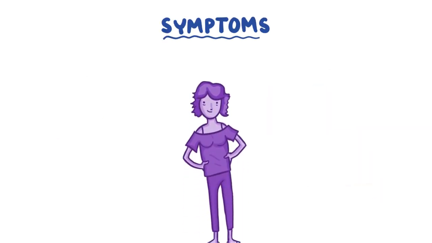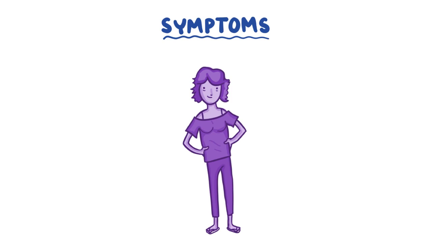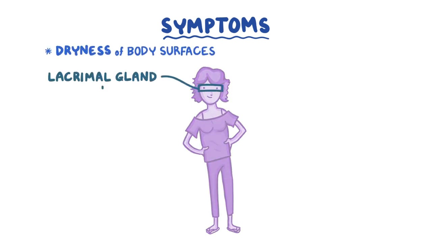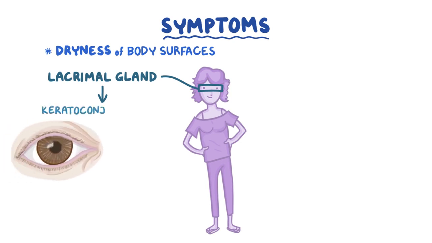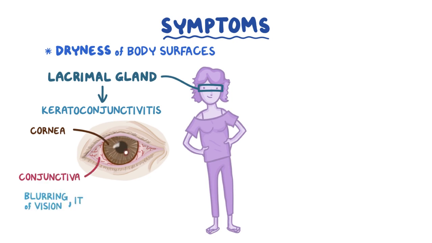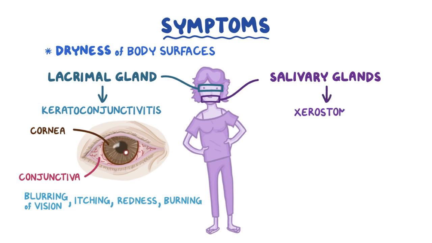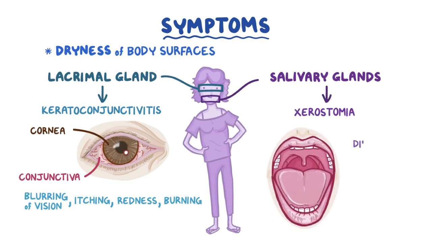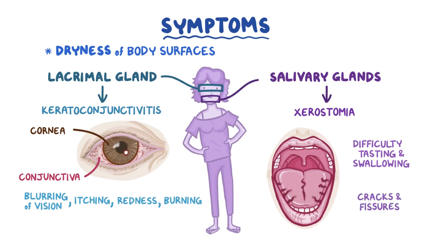Symptoms of Sjogren syndrome usually present in middle-aged women and are due to dryness of various body surfaces. When the lacrimal gland is involved, it leads to keratoconjunctivitis, which is the inflammation and ulceration of the cornea and conjunctiva. This causes dryness of the eyes, leading to blurring of vision, itching, redness, and burning of the eyes. When the salivary glands are involved, it leads to xerostomia, or dryness of the mouth, as well as difficulty tasting and swallowing, and cracks and fissures in the mouth.